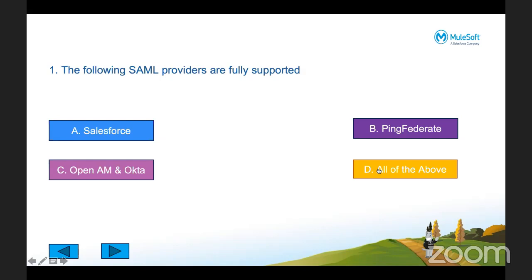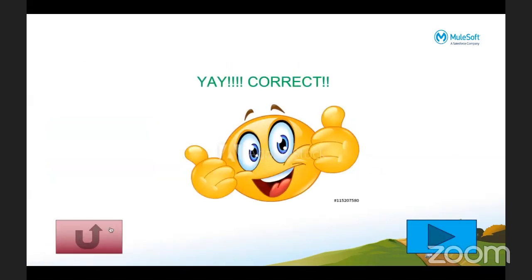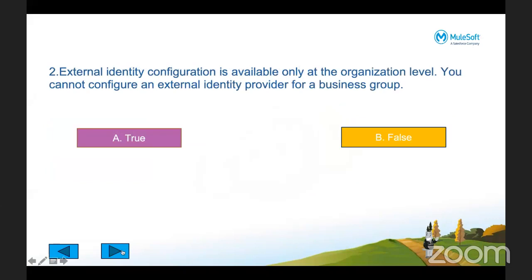Okay, the first answer is from Deepak. He says D. Perfect. Okay, most of the people are saying D, so that was right. So external identity configuration is available only at the organization level. You cannot configure an external identity provider for a business group.